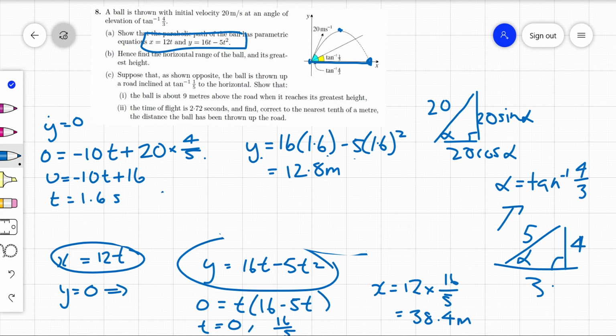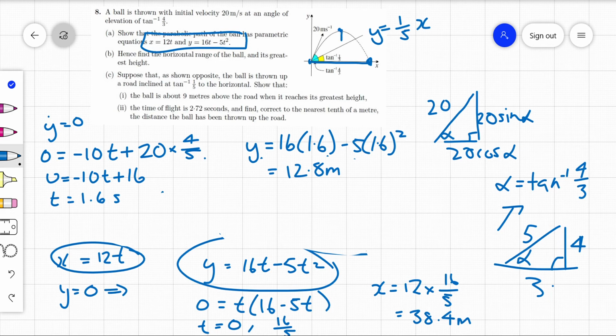suppose that the ball is thrown up the road, the road's inclined, so the gradient is 1 over 5 because tan theta is the gradient. So inverse tan of a fifth is a fifth. So we've got this line here is y equals 1/5 x, y equals mx. All right, so we know that. So the ball is about 9 meters above the road when it reaches the greatest height.